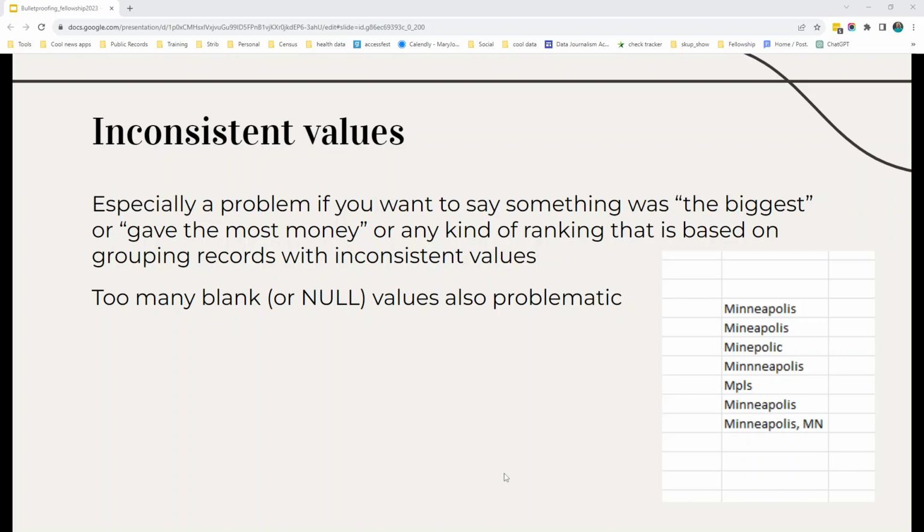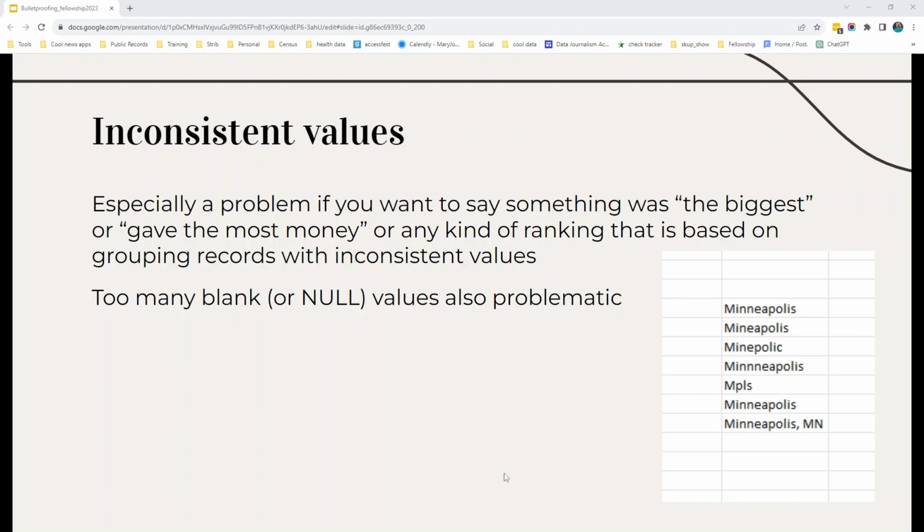Any computer program, no matter what one you're using, if you try to group those values together and say, how many are in Minneapolis? In this case, the computer will see 2 because there's only 2 spots where Minneapolis is actually spelled properly. So that's something that has to be cleaned up before you can do anything with it.